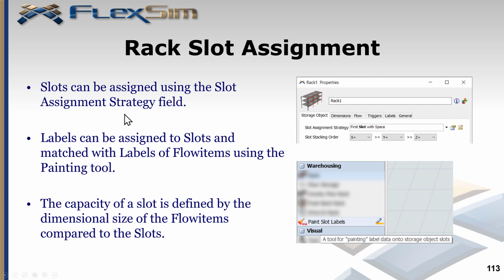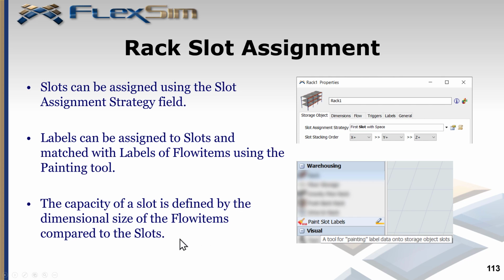To assign labels to slots in the rack, you use the painting tool. That is found in the 3D Object Library, in the warehousing group. It's called Paint Slot Labels. It's a tool for painting label data onto storage object slots, which makes it easy to create different storage locations for different part types. The capacity of a slot is defined by the dimensional size of the flow items compared to the dimensions of the slot.